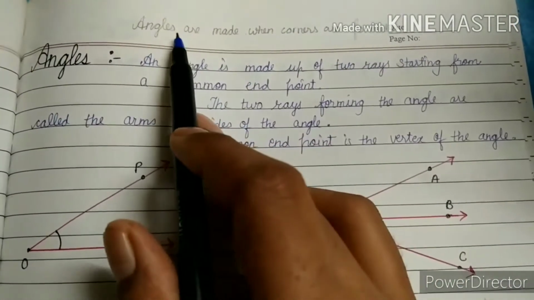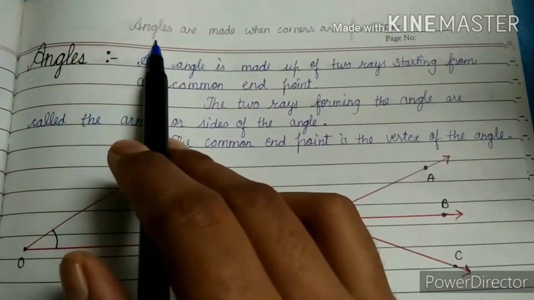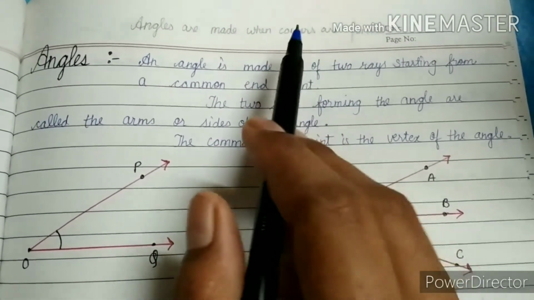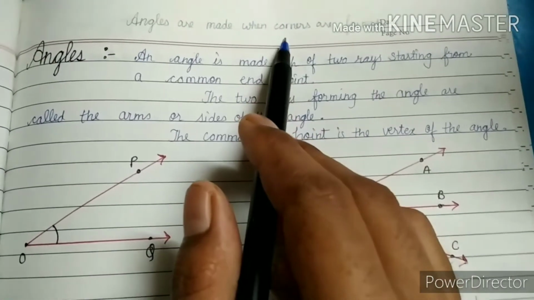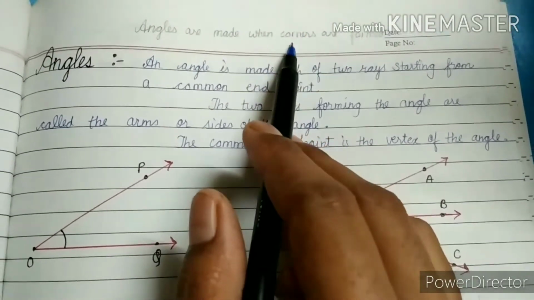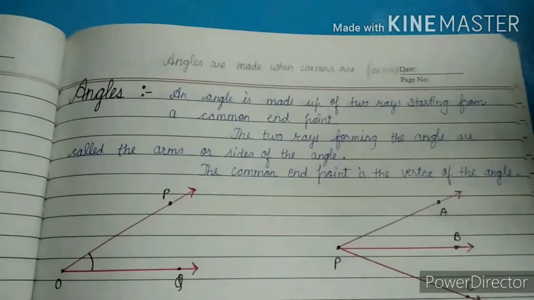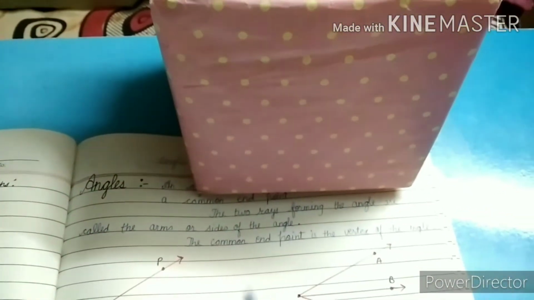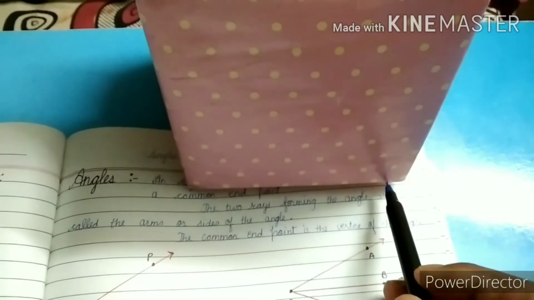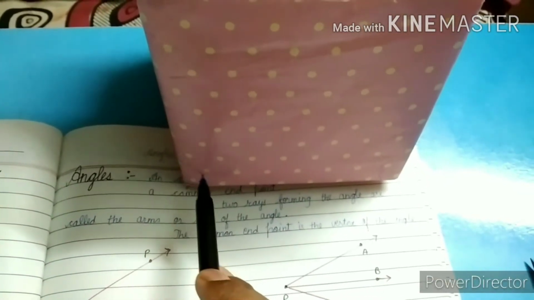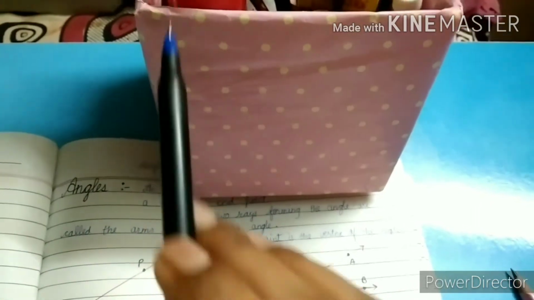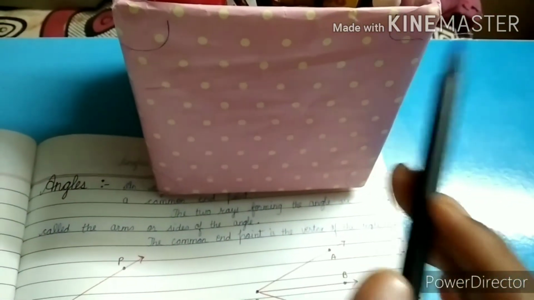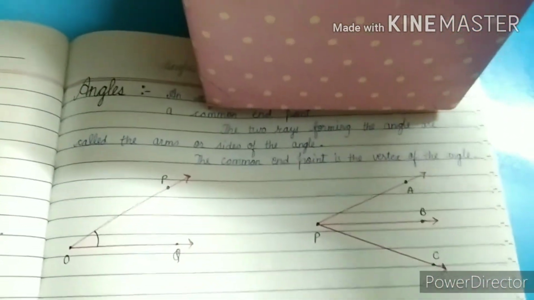Here with the pencil I wrote one line: angles are made when corners are formed. So in a polygon, when we see a corner, we will take the angle at the corner. If you can see here, I put one box. Where can we find the angles? Here, here, here, and here, because these are the corners of the box. So these four are the angles of the box.